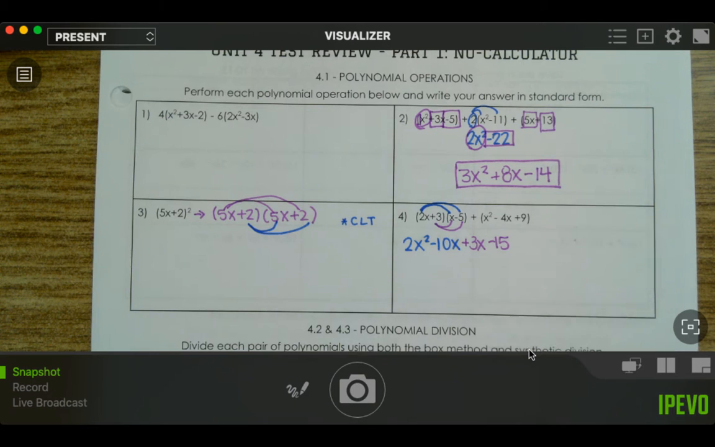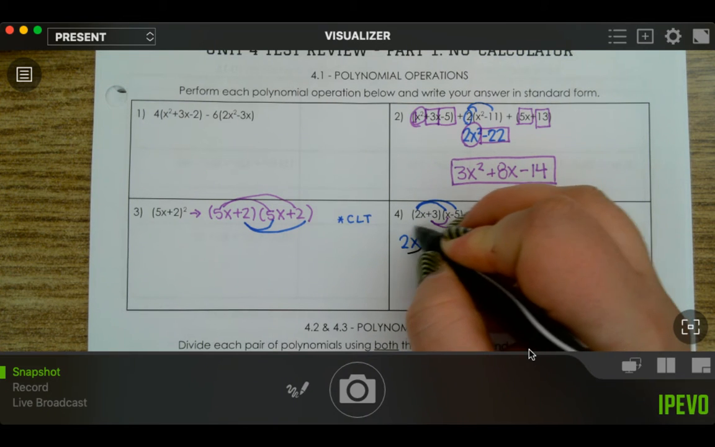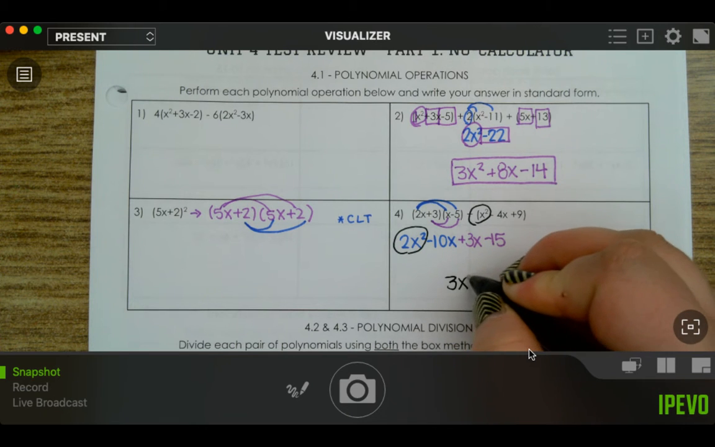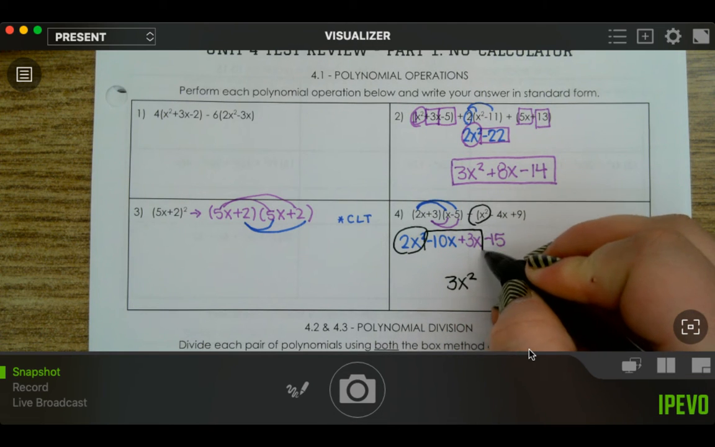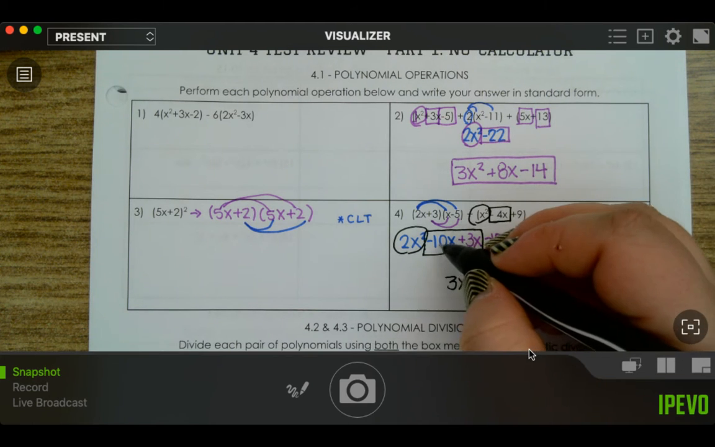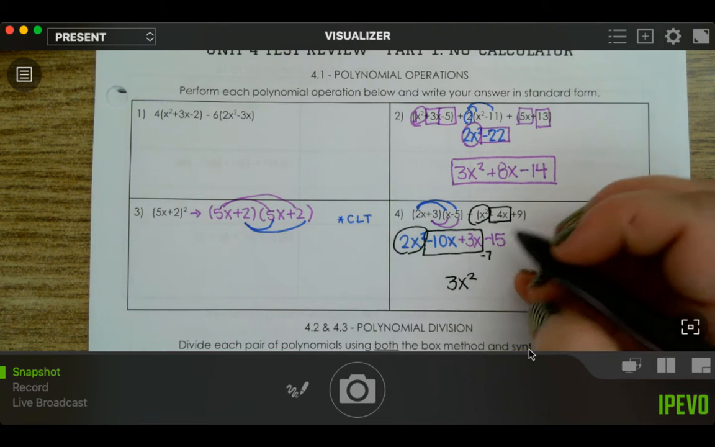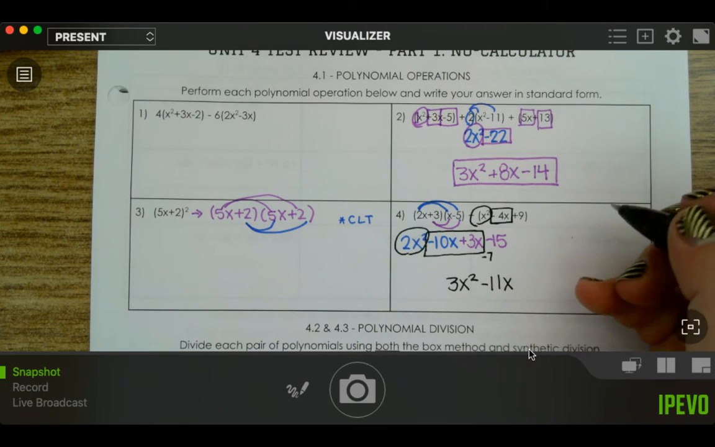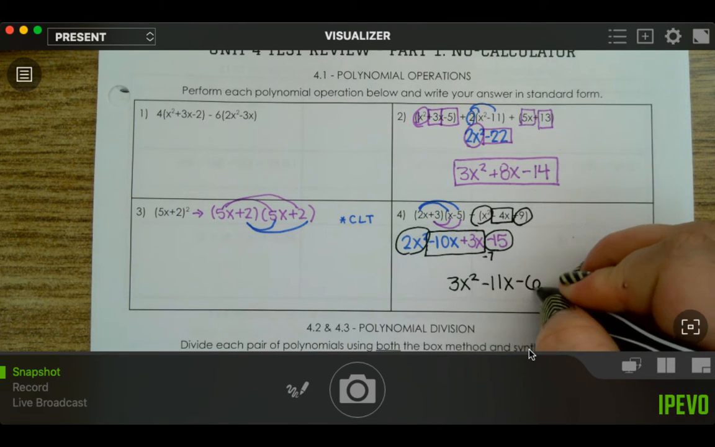Now, what we're going to do is combine our like terms together, including this up here. So I've got 2x squared and 1x squared, and that's going to give me 3x squared again. And then you've got negative 10x, 3x, and negative 4x. So negative 10 plus 3 is negative 7. Negative 7 plus negative 4 is negative 11x. And then you've got your constants. Negative 15 plus 9 is negative 6.